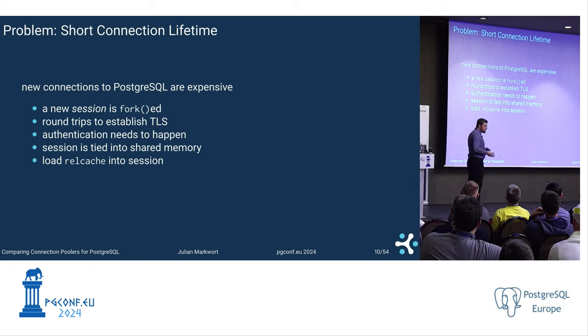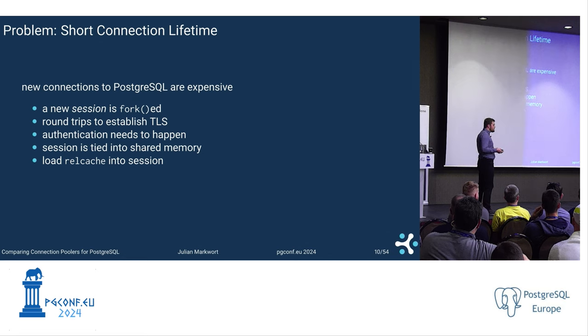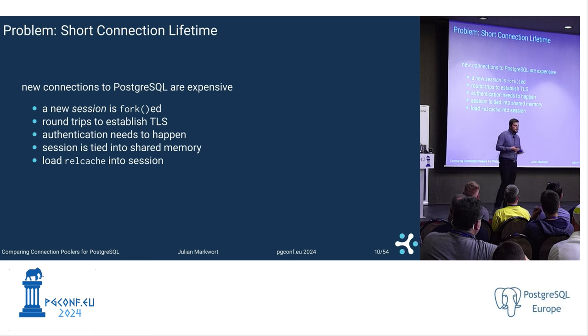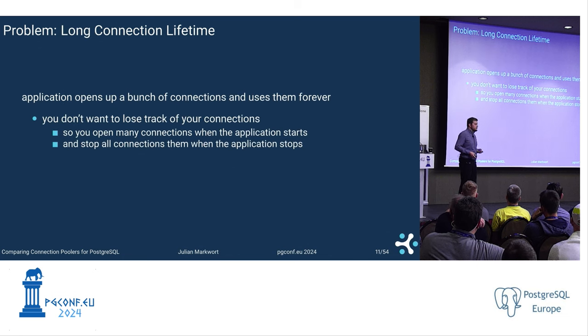And there are other costs in addition to this forking of new processes. There is connection setup cost. There is a cost for authentication. Your session needs to be tied into shared memory, and you need to load certain objects into that session, like the rel cache. All of that takes time. But the opposite end of the spectrum, where you have very long-running connections, is also very bad. Well, depending on what you do, it's bad or very bad.